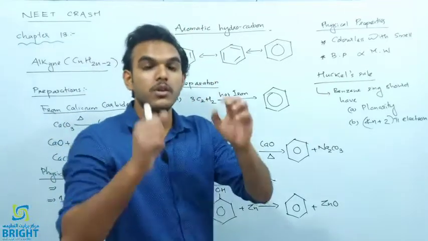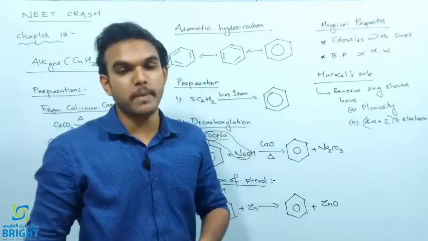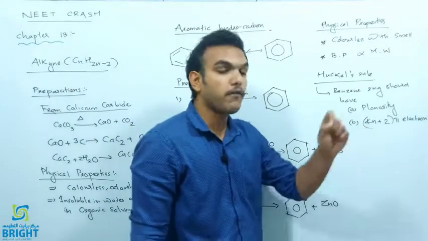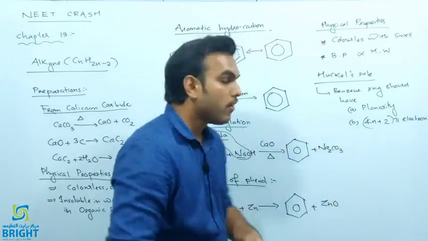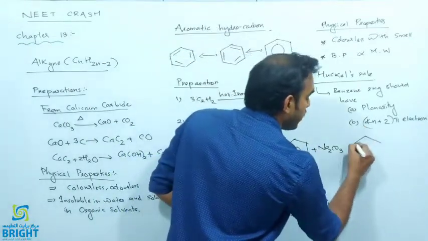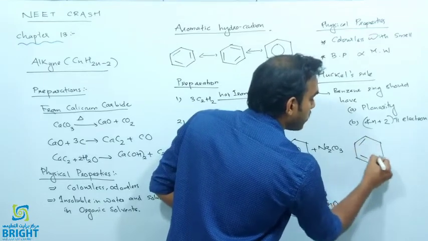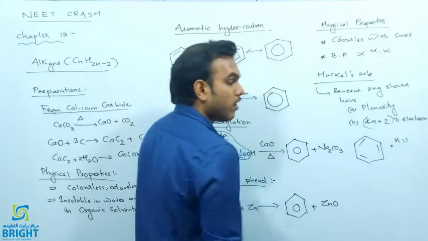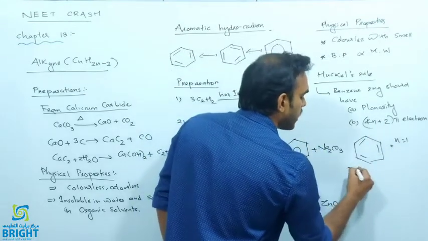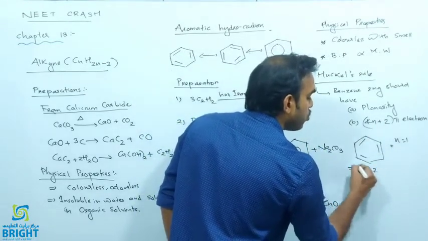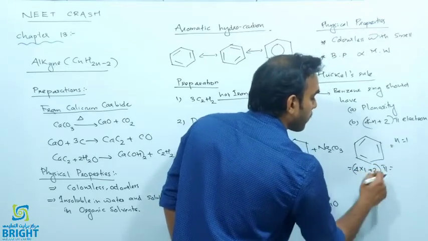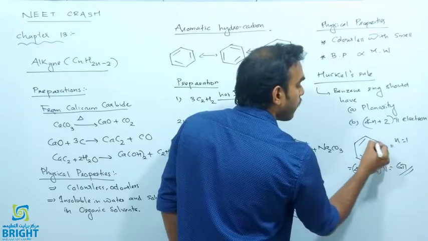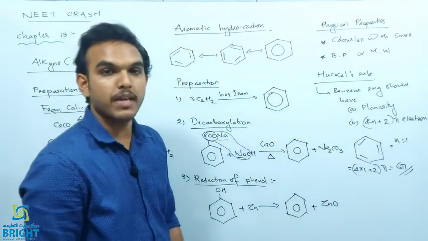Huckel's rule provides two rules mainly. That is, it should follow planarity, and it should have 4n plus 2 pi electrons. For example, in the case of benzene, see here, this is benzene, which has only 1 ring. Therefore, instead of n, you have to put 1. That is 4 into 1 plus 2 pi electrons. That is 4 plus 2, that is 6 pi electrons in benzene. See here, 1 2 3 4 5 6 pi electrons in the case of benzene.